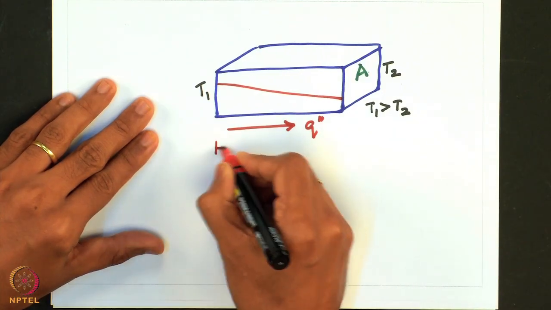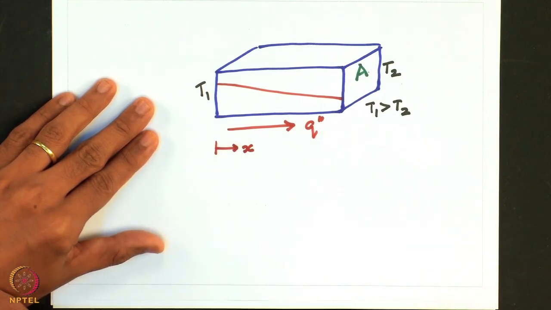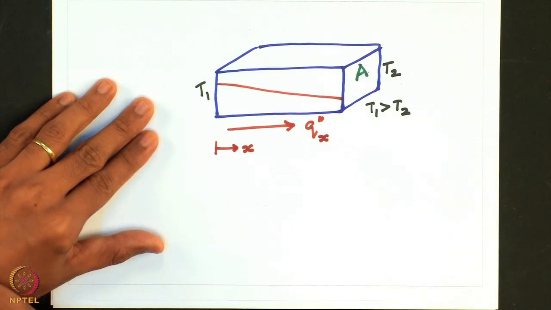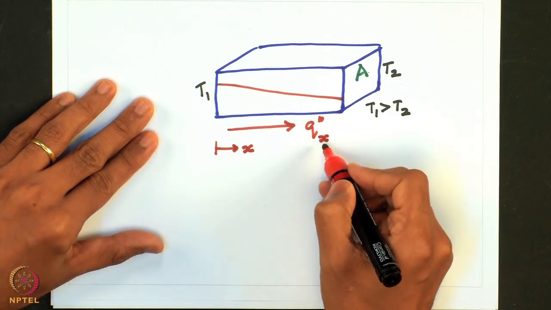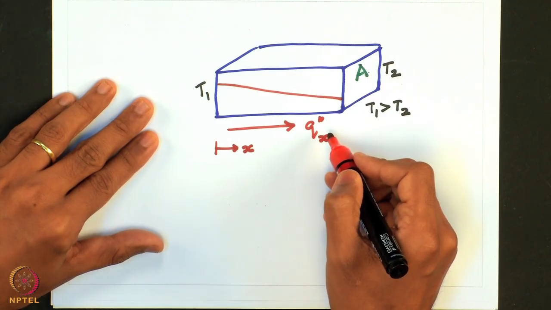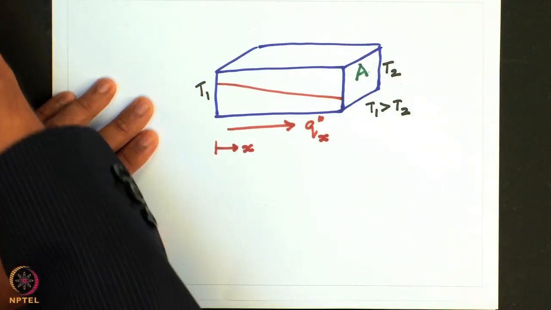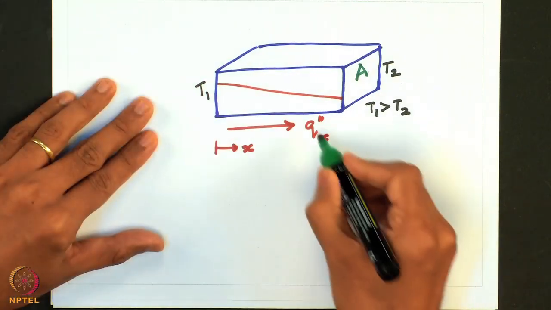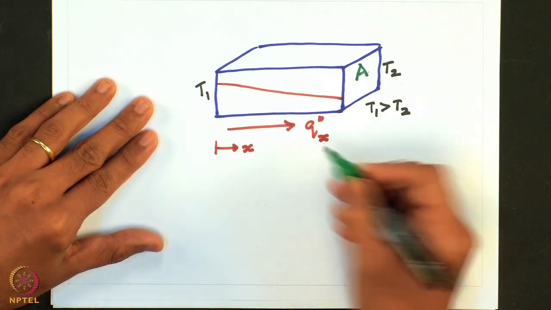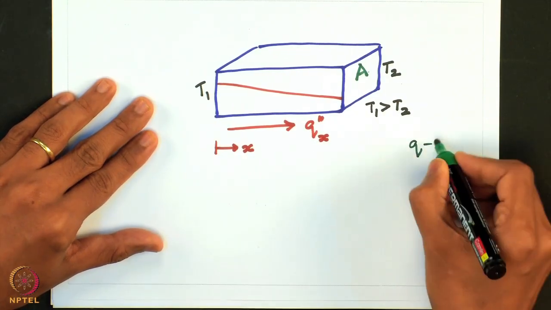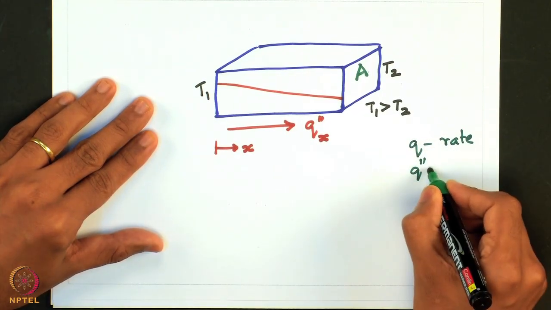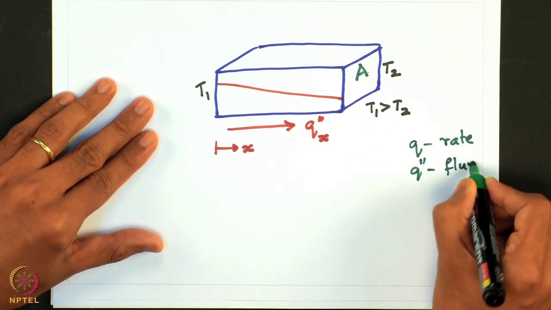So, suppose I draw coordinates and let us say that this direction is the x direction. Then the flux of heat that is transported can be written as the flux in the x direction, generally referred to as qx double prime. Henceforth in this course, the quantity q with a double prime superscript we will refer to as flux, and q without a superscript would be rate.